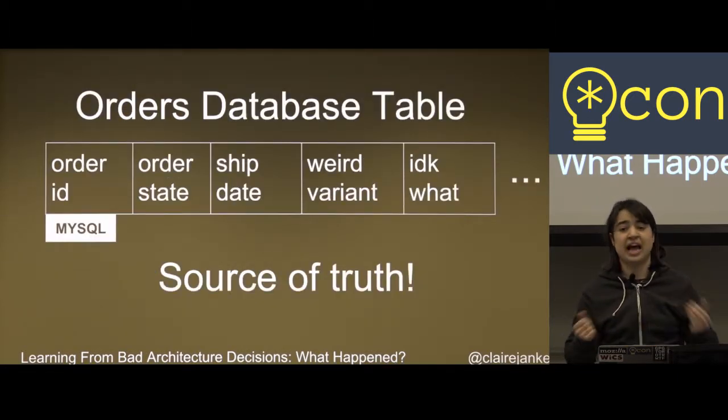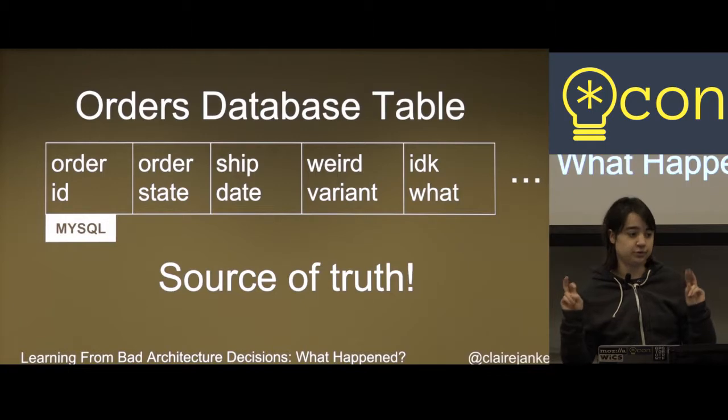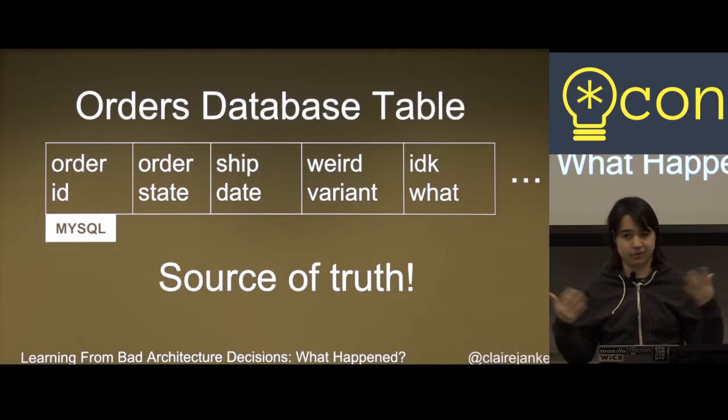Okay, and so we actually have all that information already in our system. At Etsy, we have MySQL databases, which are our source of truth. So we have an orders database table. It has an order ID, an order state, and the ship date, so it has the information we need. It also has some other rows and columns and lots of other stuff.